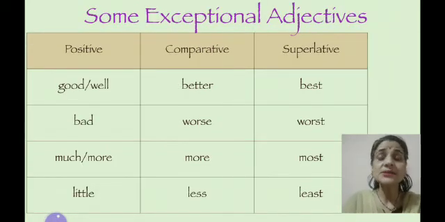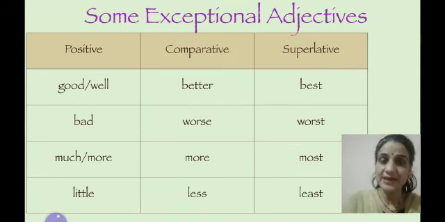Now there are some adjectives which are totally changed while converting into comparative and superlative degree. For example, good. So we cannot use gooder, goodest. We cannot use more good, most good. No. The comparative degree of good is better and the superlative degree is best. So remember, whether you are using good or well, well is also better and best.